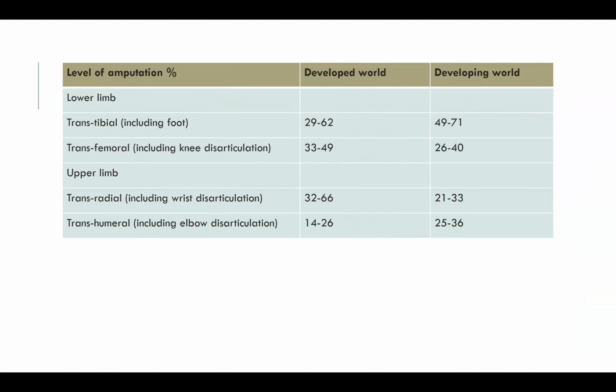The most common amputation, both in developed and developing countries, in the lower limb is below knee amputation, that is transtibial, followed by above knee, that is transfemoral. In the upper limb, it is below elbow amputation, that is transradial, and above elbow amputation, that is transhumeral.